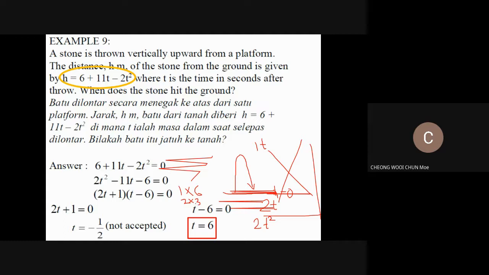Which one to use? If I use 2, 3, 2 times 2 you get 4, 4 plus 3, I get 7 only. 3 times 2 is 6, 6 plus 2, 8. I cannot get 11, so I cannot use 2, 3. I use 1, 6. 6 times 2 is 12, 12 minus 1, I get 11. So it's either 1, 6 here or 6, 1 here. If you cannot get the answer, then you change places.